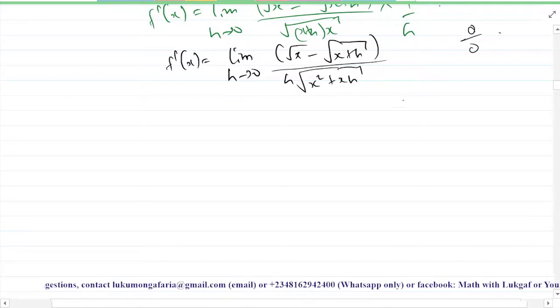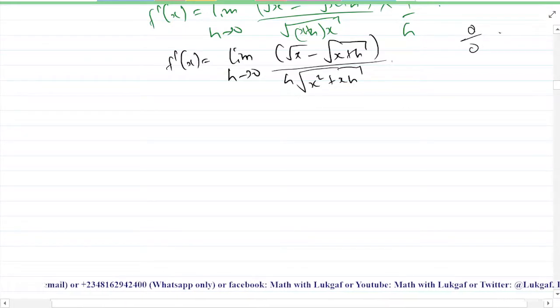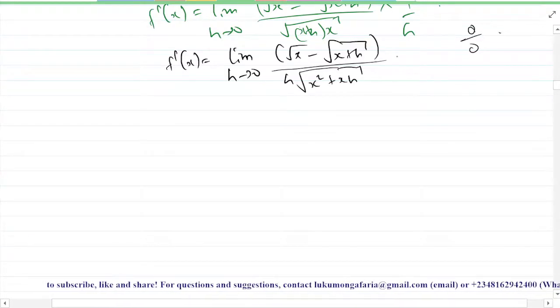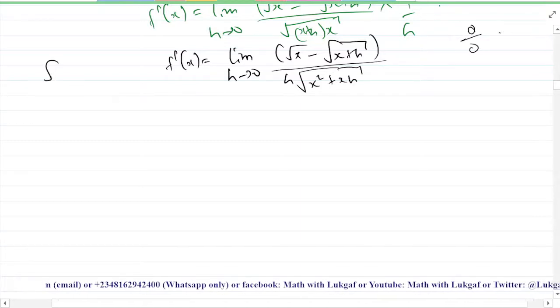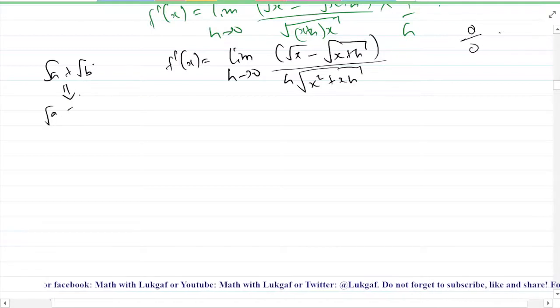What are you going to do? If I were you, you can just rationalize the numerator. You understand now? How do you rationalize the numerator? It is not only the denominator you can rationalize. You can rationalize both the numerator and the denominator. If you want to rationalize, it means you want to get rid of the radical. And if you want to get rid of a radical, you multiply by its conjugate. So, for example, when you have root a plus root b, the conjugate of root a plus root b is what? Root a minus root b.